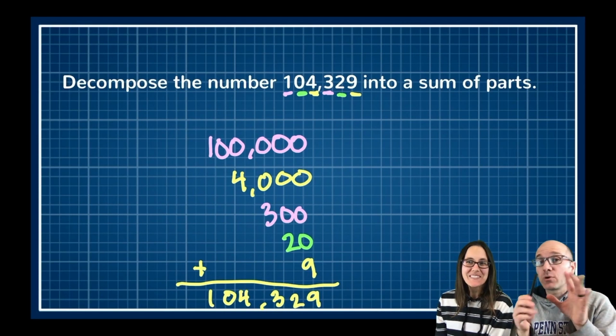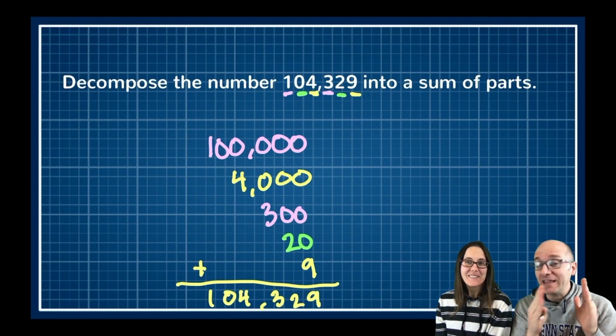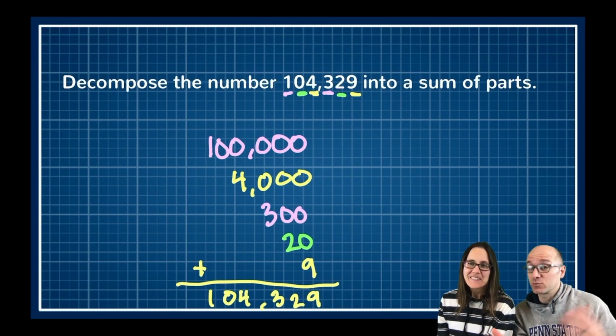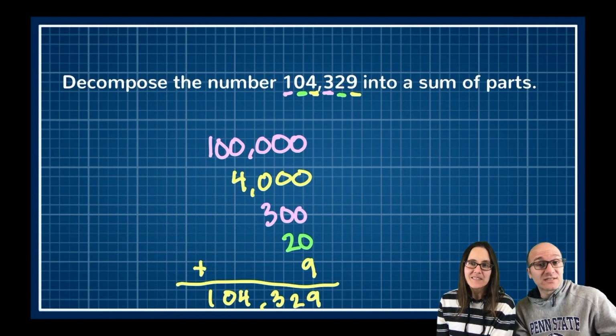But we're able to decompose a big number into a sum of individual parts, and only the first digit of each of those parts was not a 0. Everything else was a 0.